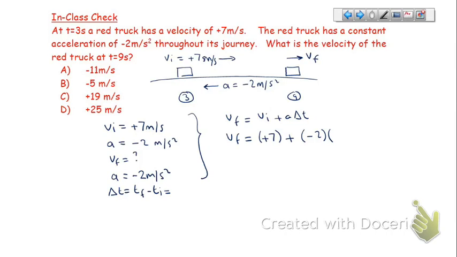You notice I could recover from that pretty straightforwardly because I wasn't doing stuff in my head. So it's going to be 9 minus 3. So delta T, that's going to be 6. So VF is equal to 7 minus 12, which equals -5 meters per second. Hopefully the answer's there. Yep, -5.